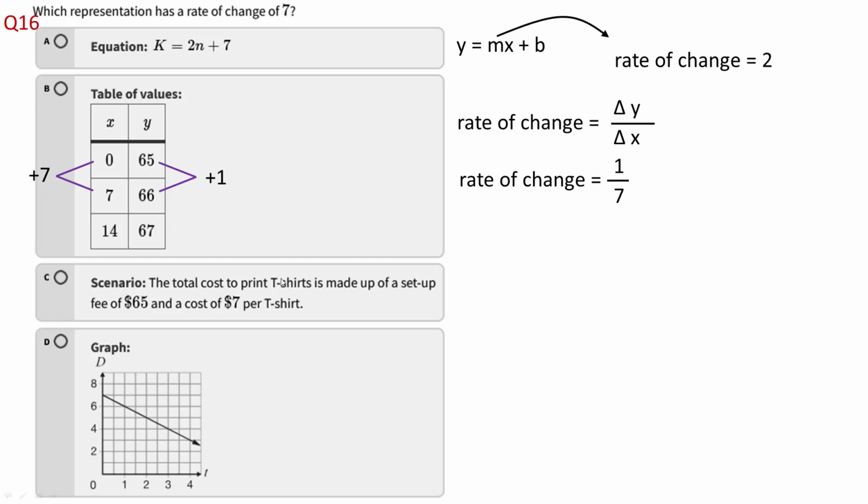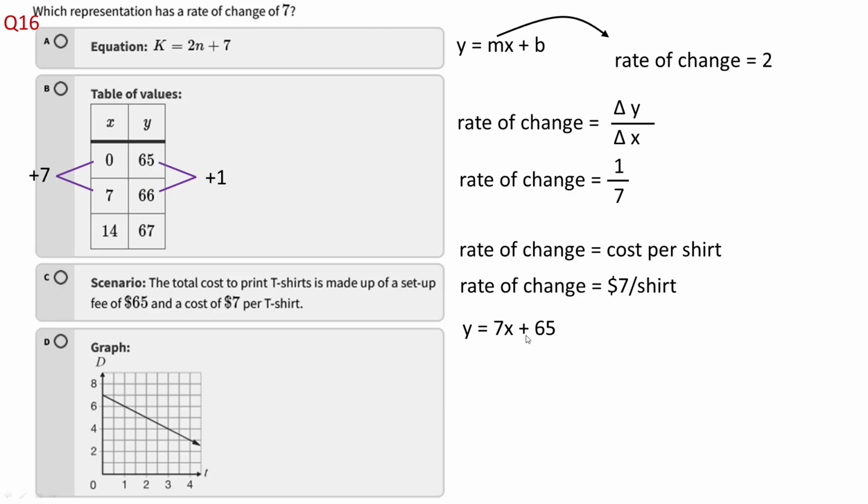Number C, the total cost to print t-shirts is made up of a setup fee of $65. So that's the initial amount. And a cost of $7 per t-shirt. Well, you see, that is the variable cost. That is the rate of change. So the rate of change, or the cost per shirt, is $7 per shirt. So this one is the correct answer. So the equation for this would be y equals 7x plus 65, because 65 is the initial or fixed cost, and the cost per shirt is the $7. So C is the correct answer.